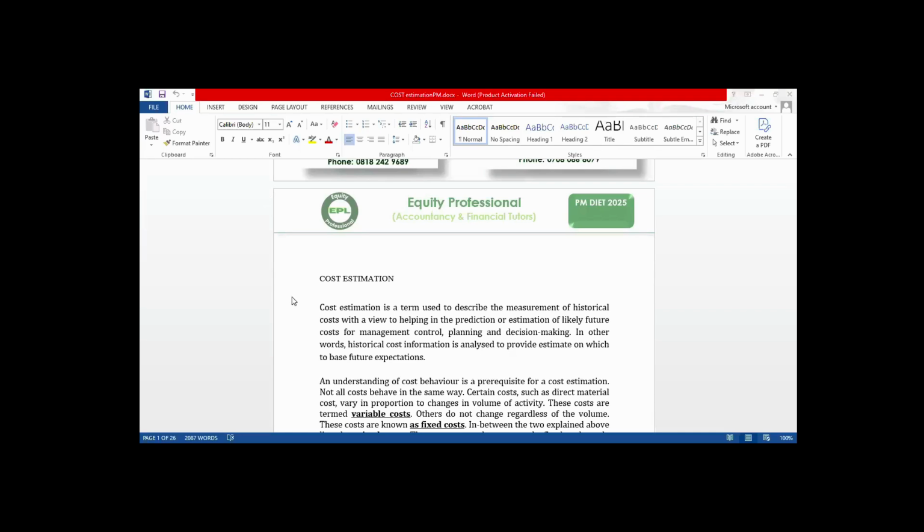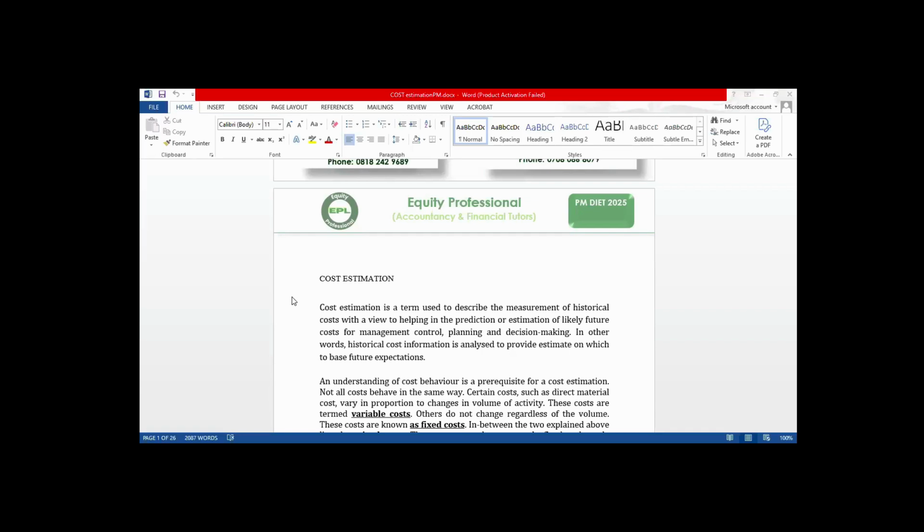With a view to helping in the prediction of likely future costs. We are using historical cost. What is historical cost? Past cost. Cost incurred at previous period. To predict likely future costs.